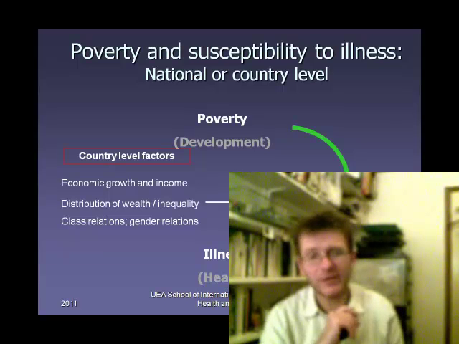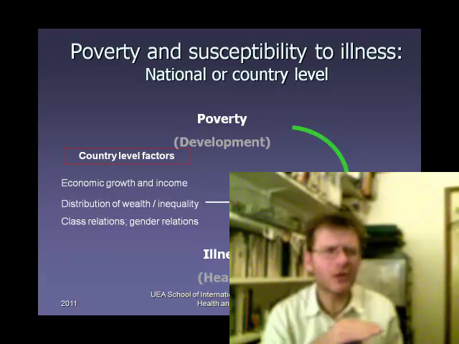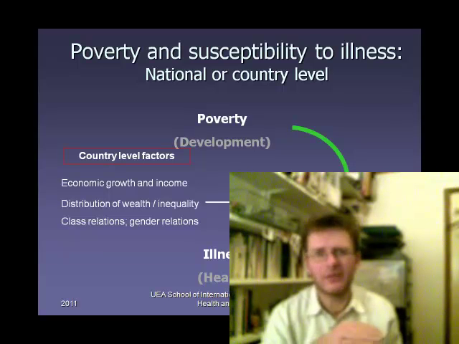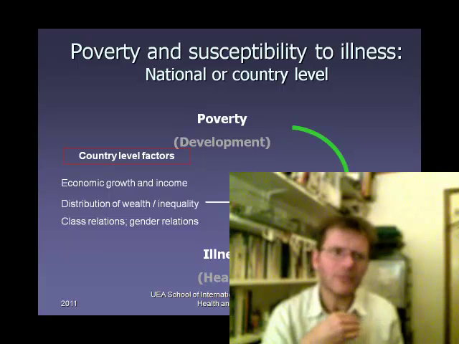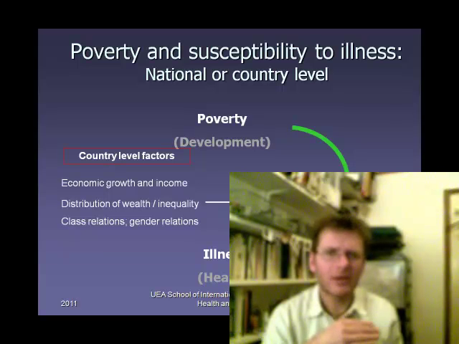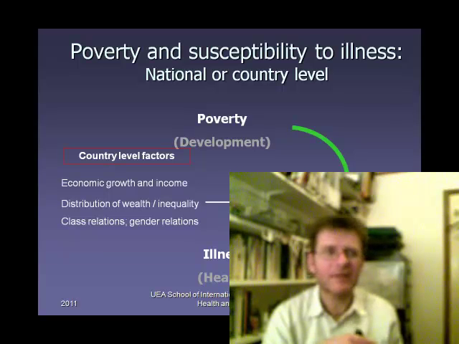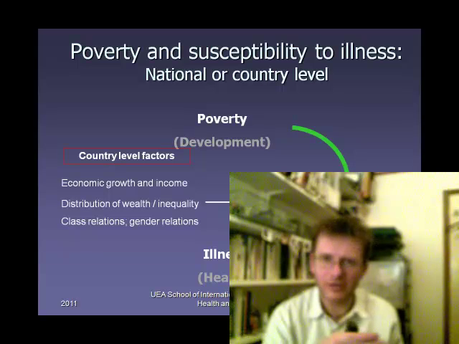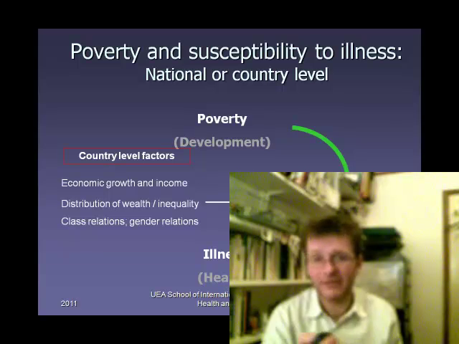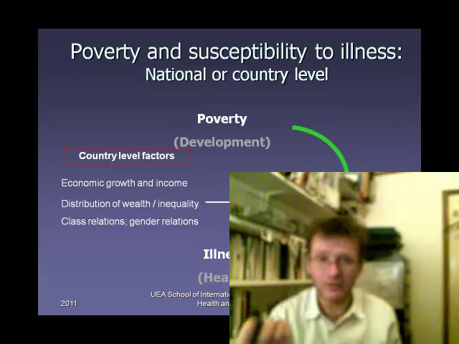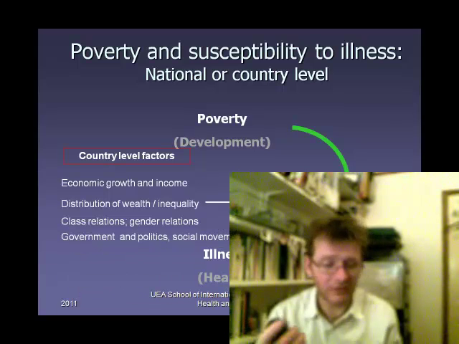Gender relations are another important factor. Gender inequality is one of the biggest factors causing societies to have less health, because if women have more power and autonomy to make decisions in the household about, for example, children's health, if they have the power to take children to the doctor, that can have a huge effect on the health of a family, the health of a community, and therefore the health of a society at large.